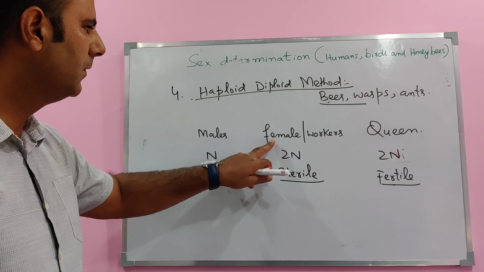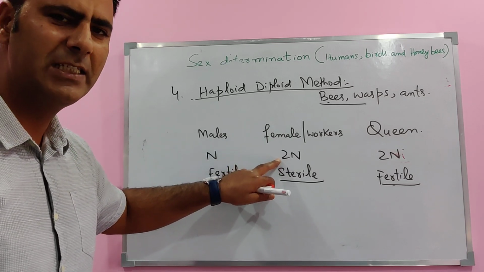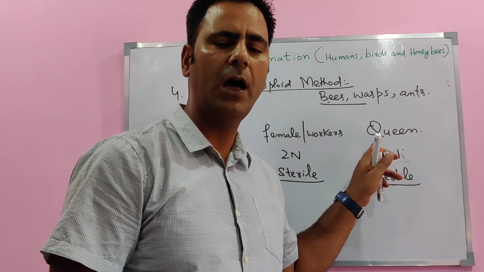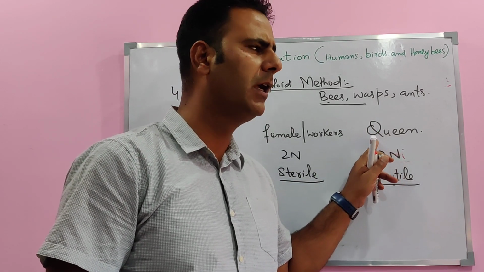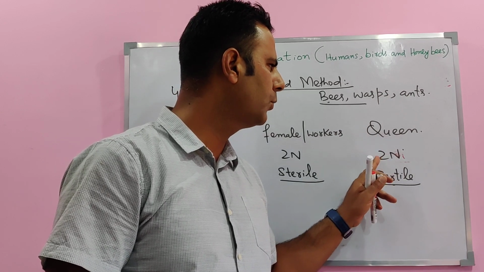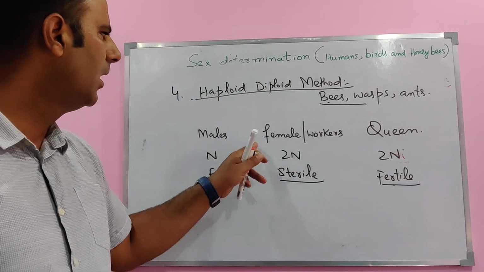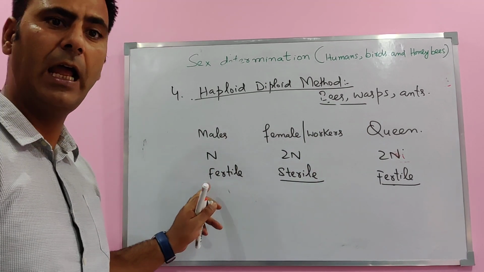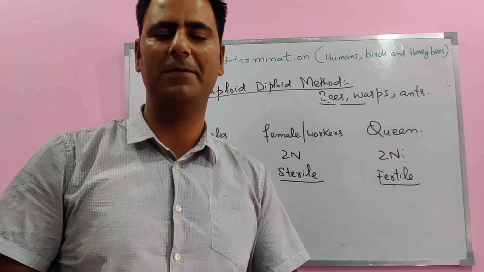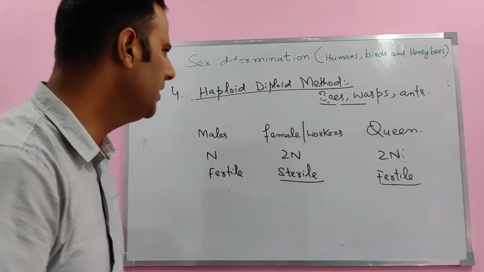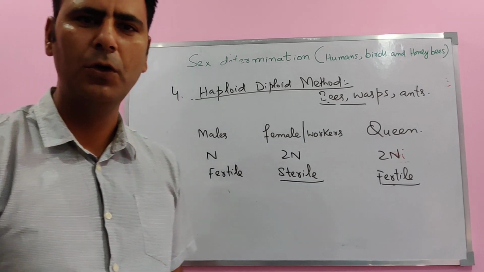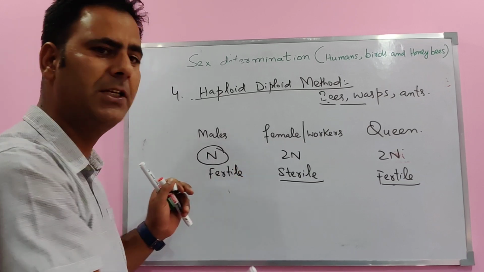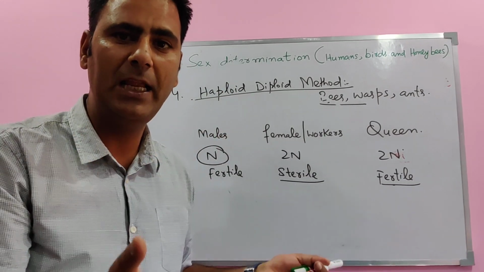Here, what we observe is that the females are diploid, and at the same time they are sterile. Among all diploid bees, it is only the queen which is fertile. Rest, all the females are sterile, and the males are haploid but fertile. It means, who is determining the sex of the male? The presence of the haploid condition in the male will determine the sex. It's the male.